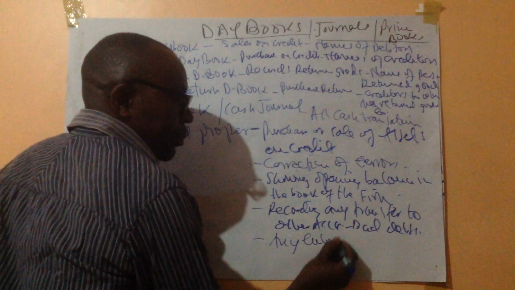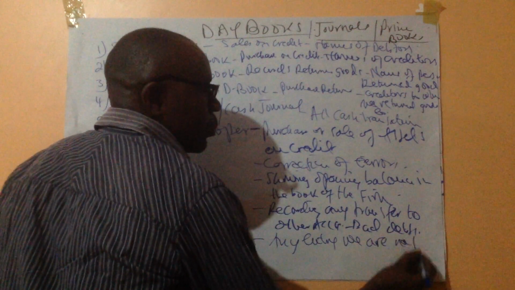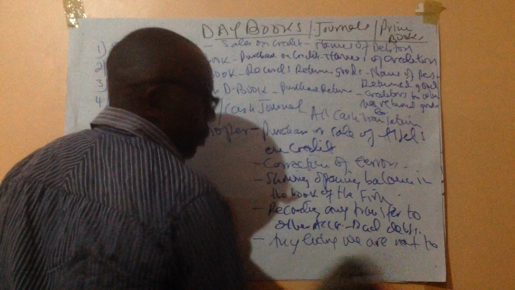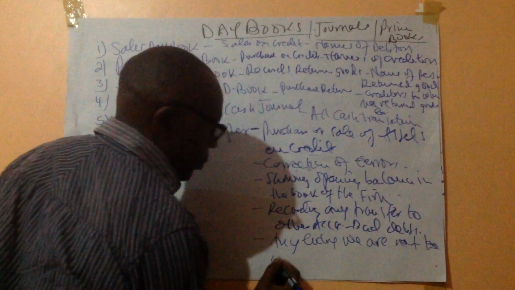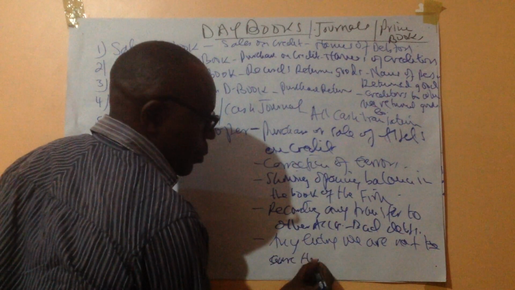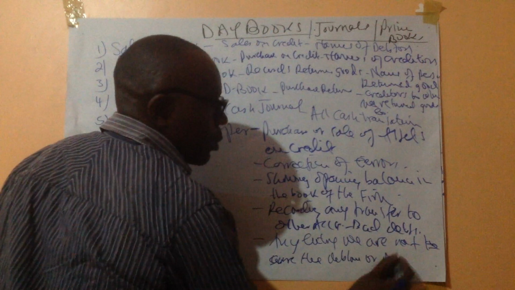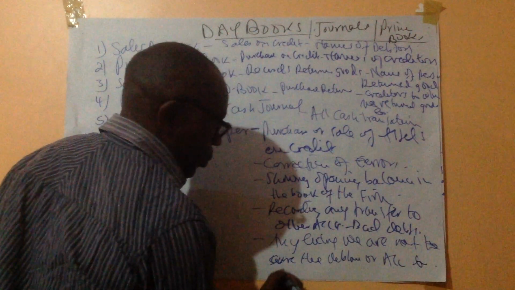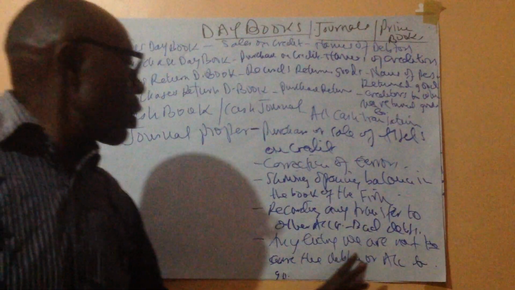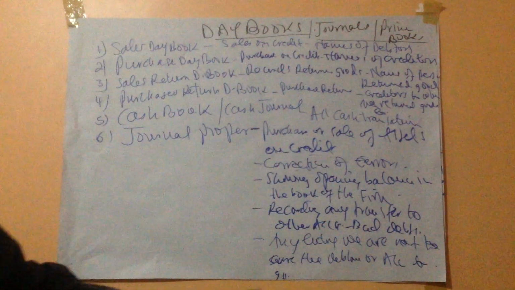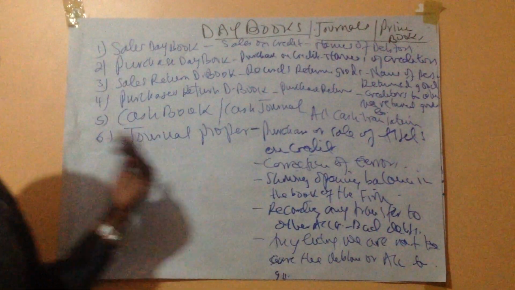And then an entry where you're not sure where the double entry will go. Any entry we are not sure of. So if there's any transaction that you're not sure in which account you're going to take the double entries to, then you put it in the journal proper as you investigate the same.